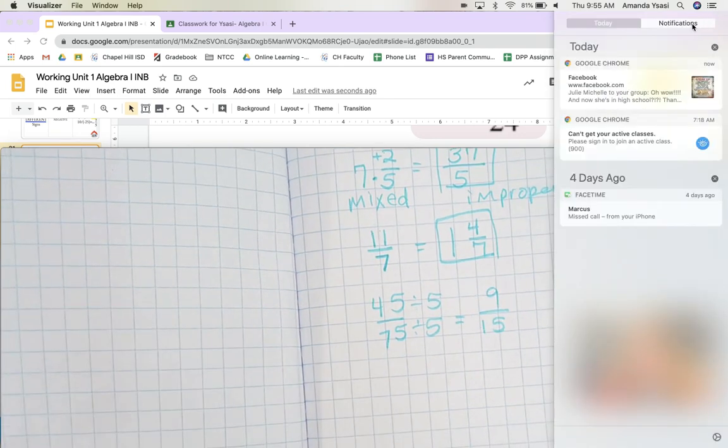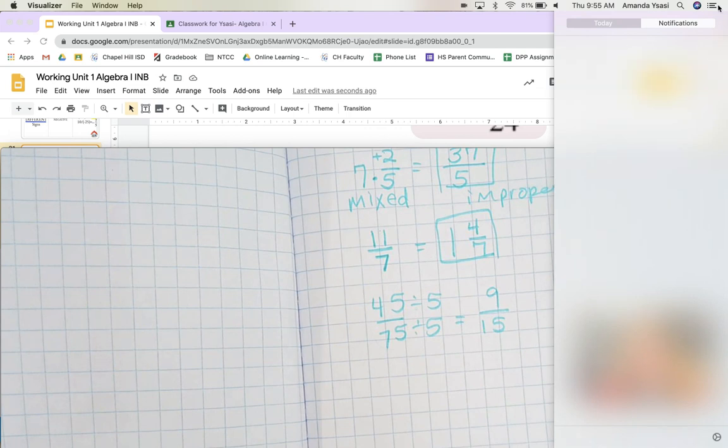I need to turn off any notifications. I don't know why it's pulling up.